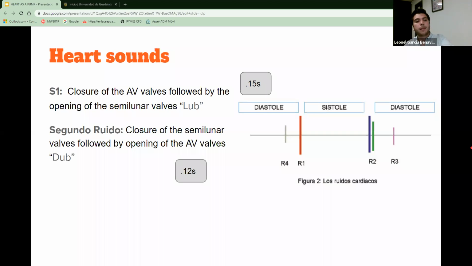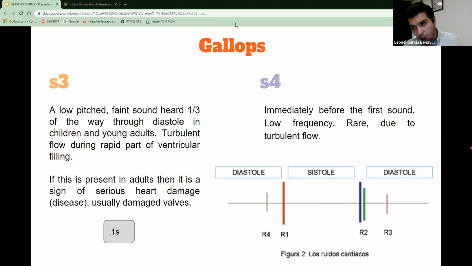Why do they occur? The closure of the valves makes a vibration occur, that travels, and that's what you can hear through your stethoscope. However, we can have other sounds. We're going to call them gallops.